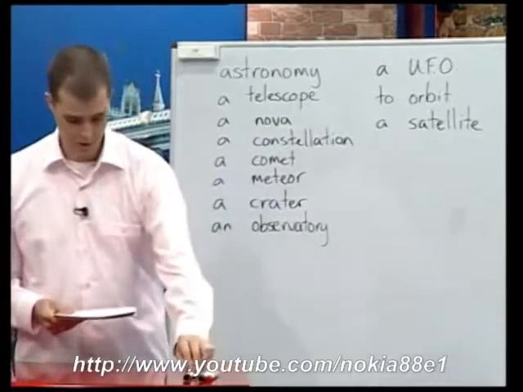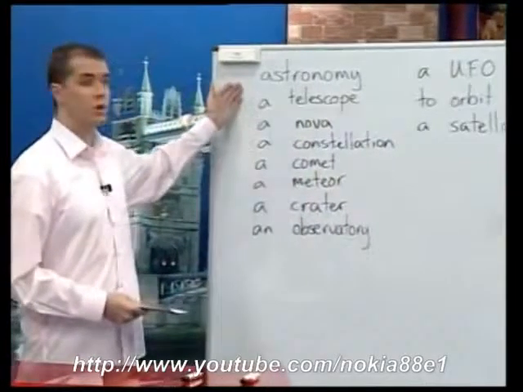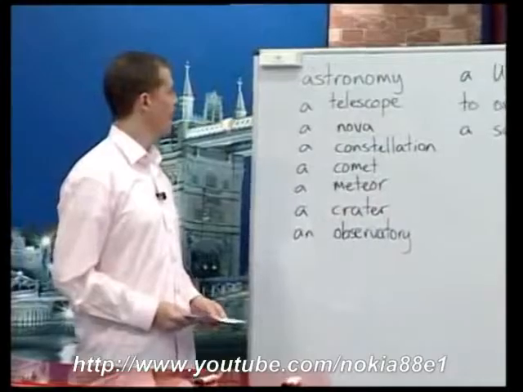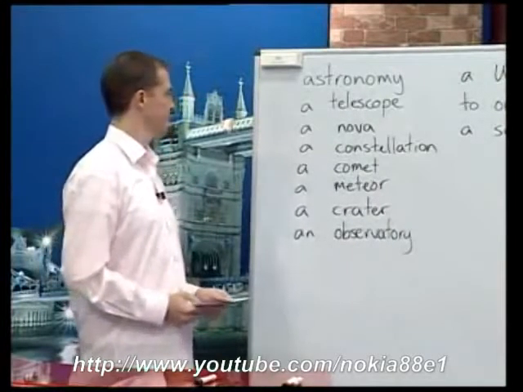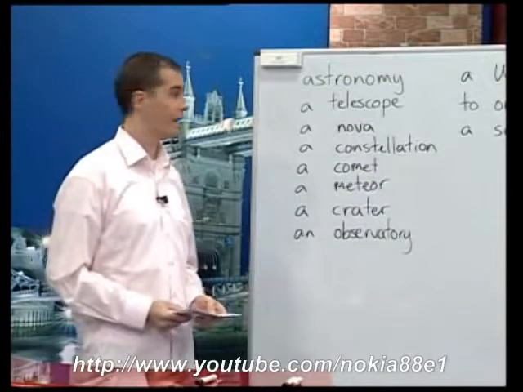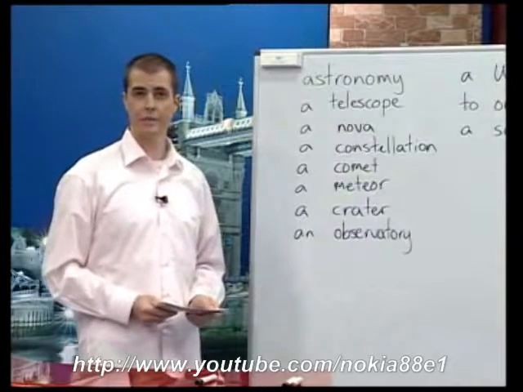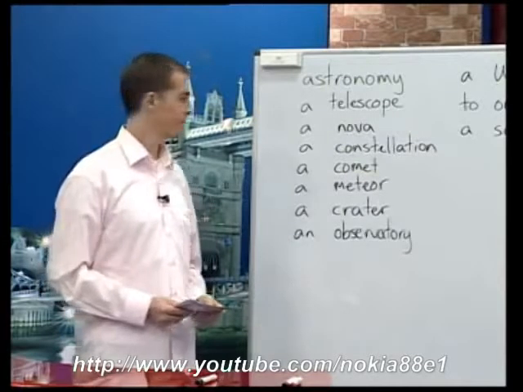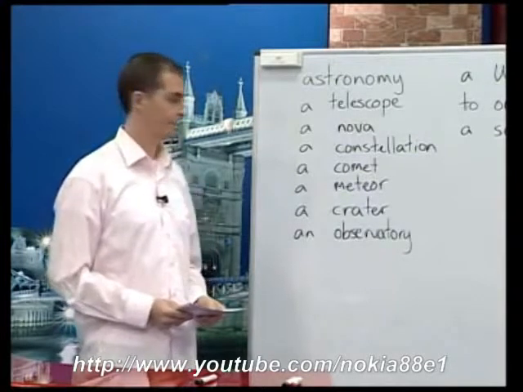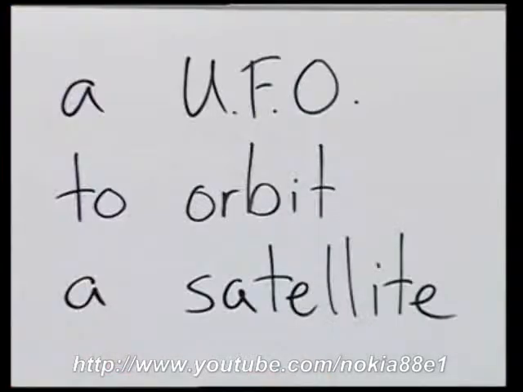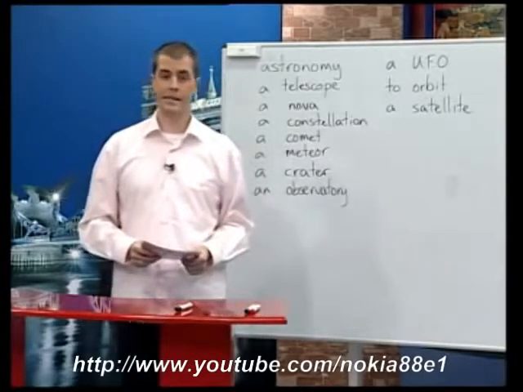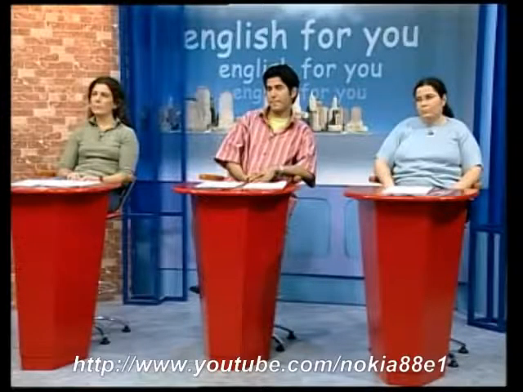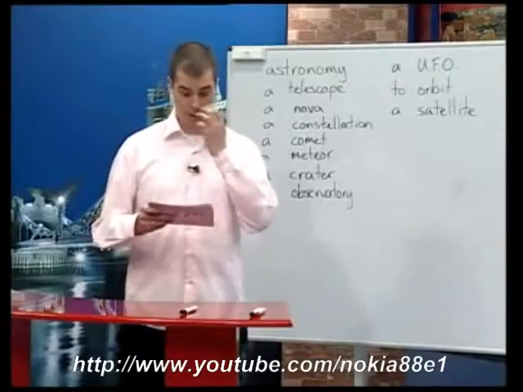Let's review these words. Astronomy. A telescope. A nova. And a constellation. A comet, a meteor, a crater, an observatory. A UFO, the verb to orbit, and finally, a satellite. Let's review the passive using the simple present.